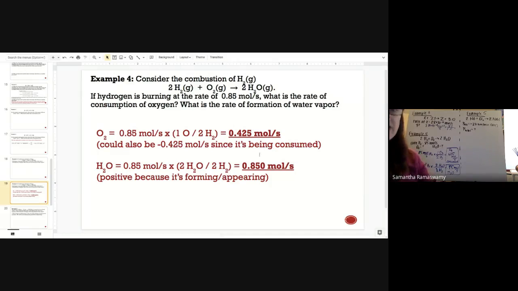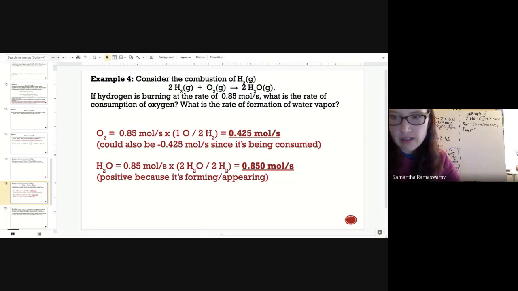Now, rates are given as positive values. If you see a negative, that just tells you that it's being consumed, that it's being used up. But we always report rates as positive values. So if you're doing Mastering, it will want you to report the rates as positive values. So that's example 4.